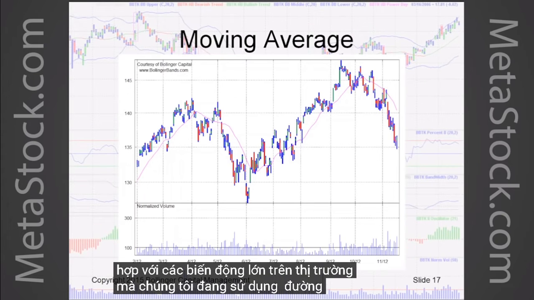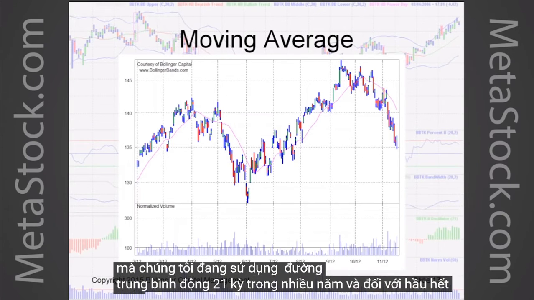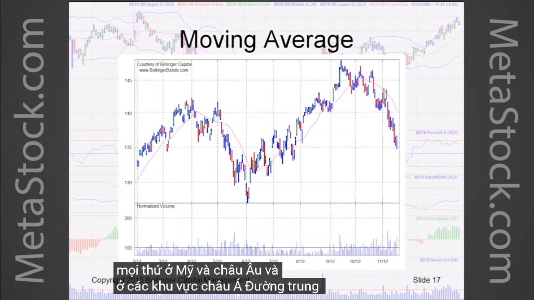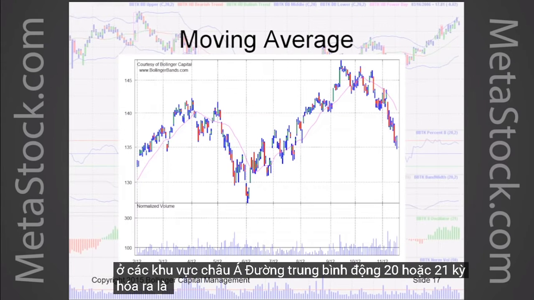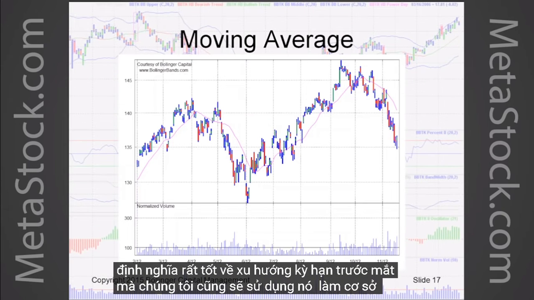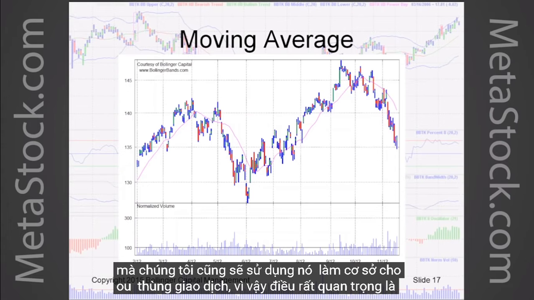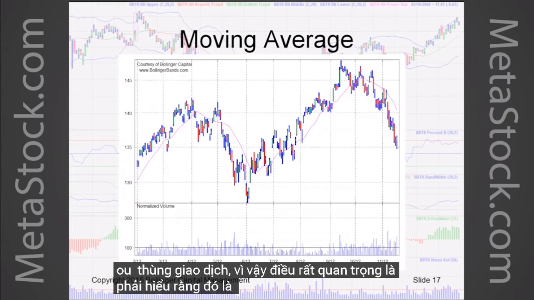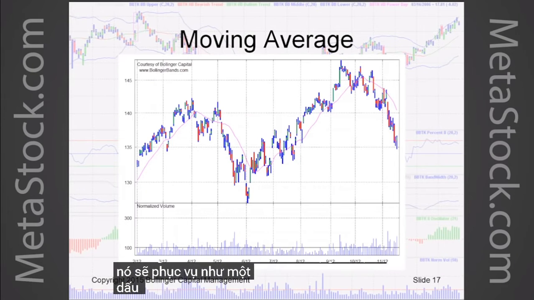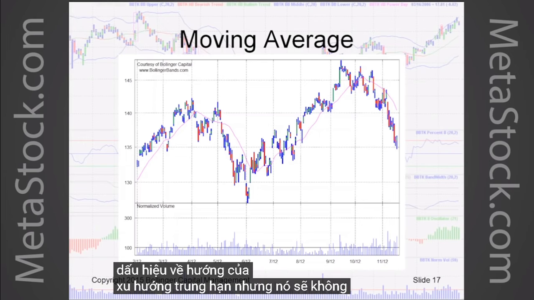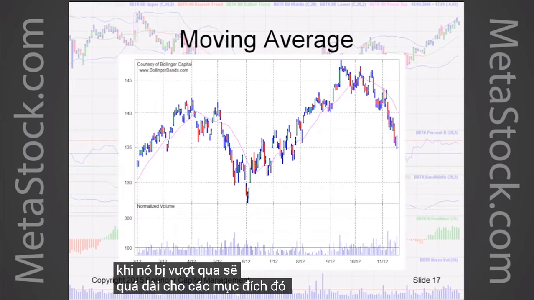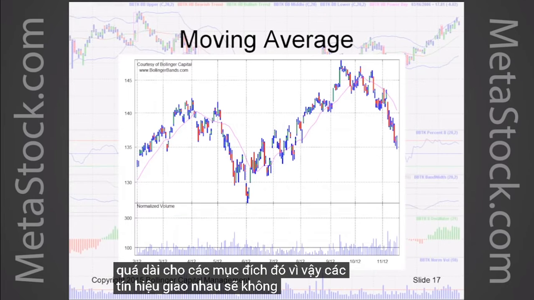We've been using a 21-period moving average for many years, and for most things in America and in Europe and in parts of Asia, a 20 or 21-period moving average turns out to be a very good definition of the intermediate term trend. We're also going to use it as a base for our trading band, so it's very important to understand that those are the two roles that it's going to serve. It's going to serve as a base for the trading band. It's going to serve as an indication of the direction of the intermediate term trend, but it's not going to give us a lot of information when it's crossed over. It's going to be too long for that purpose, so the crossover signals are not going to be very useful.